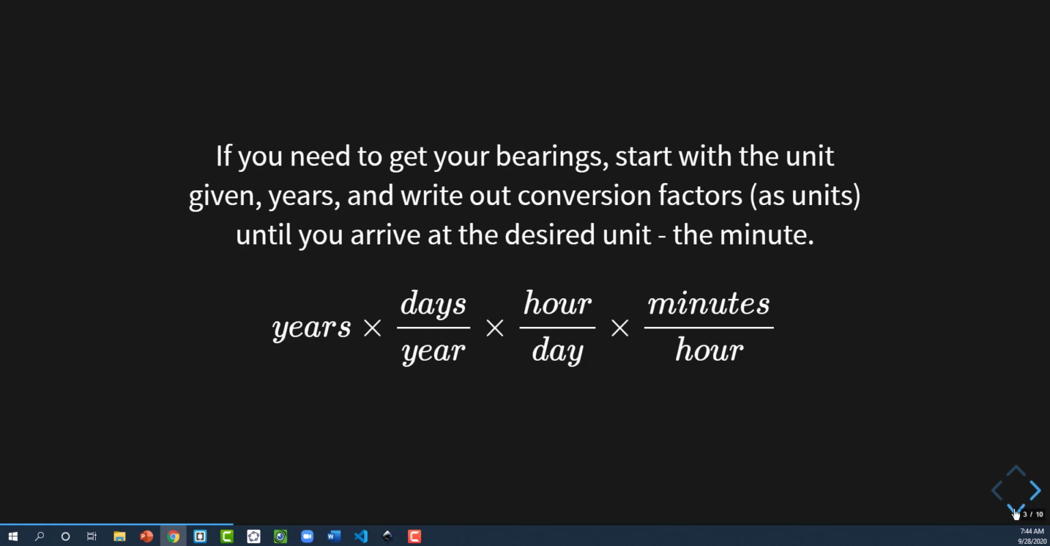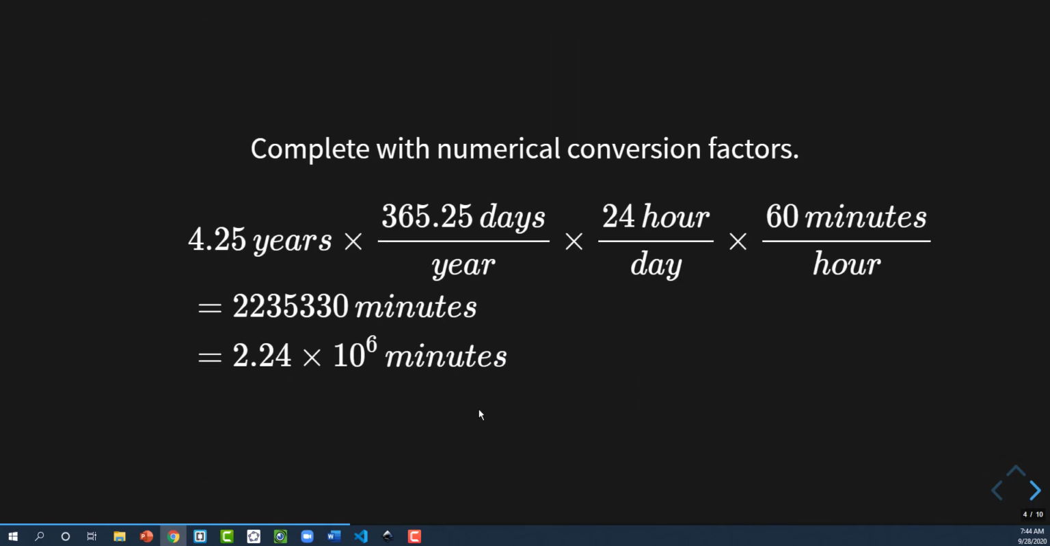So place the numbers in here and see what you have. And if you look at this, this is exactly what you've done in your head, and it is what we're going to do in dimensional analysis. Write down the number of years that you have, 4.25. First say, okay, I'm trying to get to a smaller unit, down to the minute, so I have to go to a smaller unit. Well, I don't know how many minutes there are in a year, but I do know how many days there are in a year. So you multiply 4.25 times 365 and a quarter.